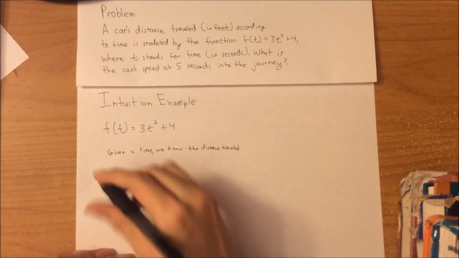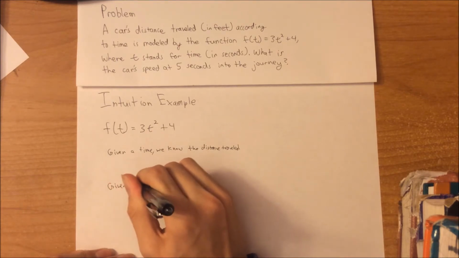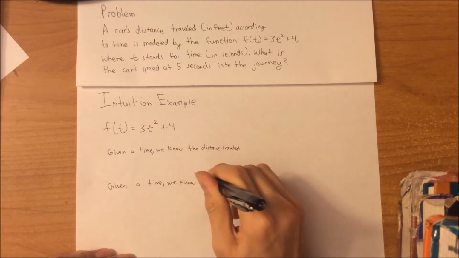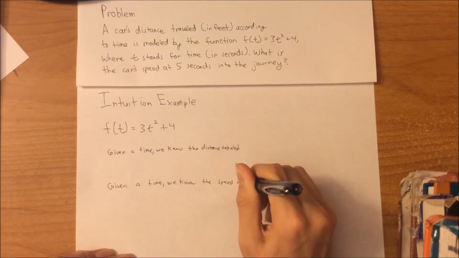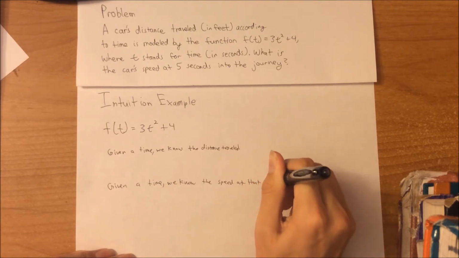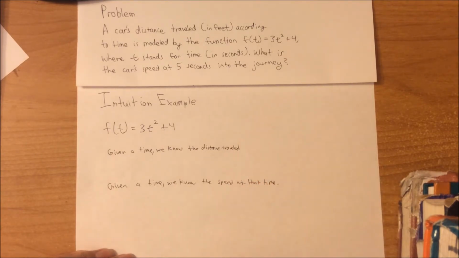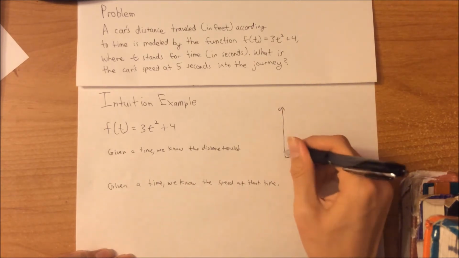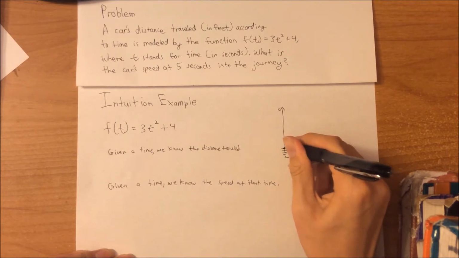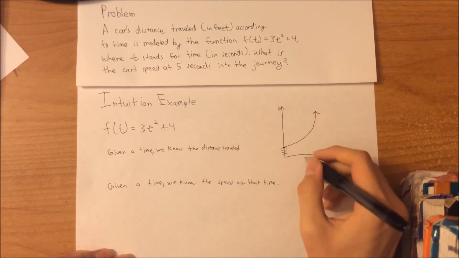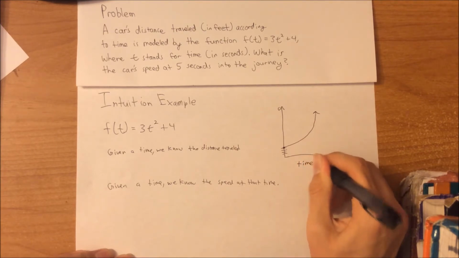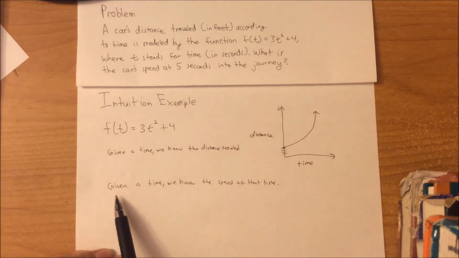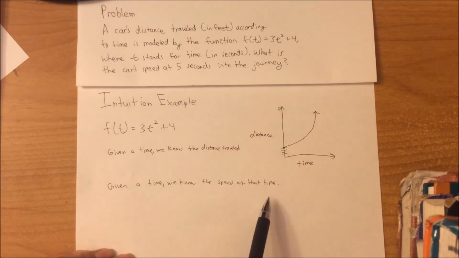However, we're trying to find something where, given a time, we know the speed at that time. So now I'm going to graph the original function very quickly. And it would look something like this, where the x-axis is time and the y-axis is distance. So let's go back to our sentence here. Given a time, we know the speed at that time.